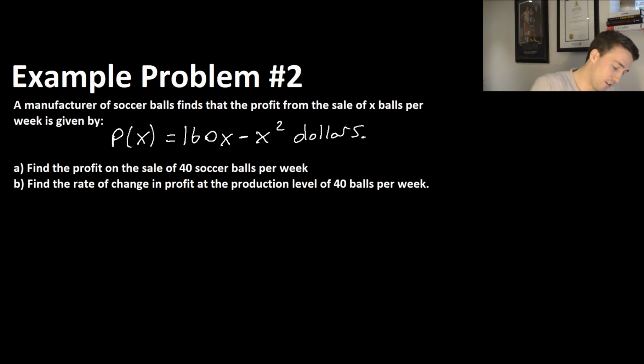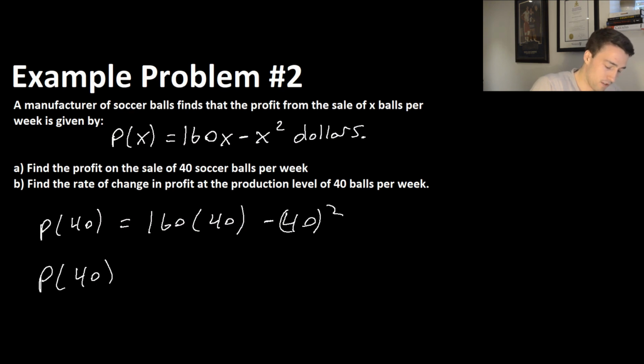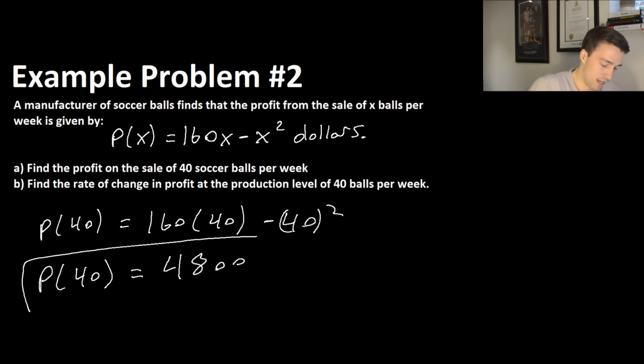So all we have to do there is just sub in 40. So we're just going to say 160 times 40 minus 40 squared. If we sub that in, we will get the answer for A. So this is going to be 160 times 40 minus 40 squared. So this is going to be $4,800, and that would be the answer to part A.